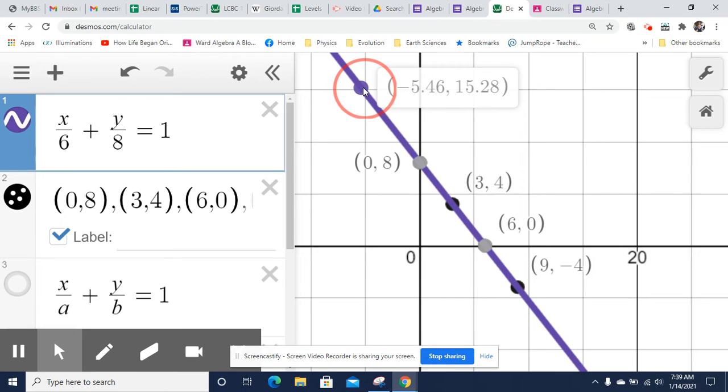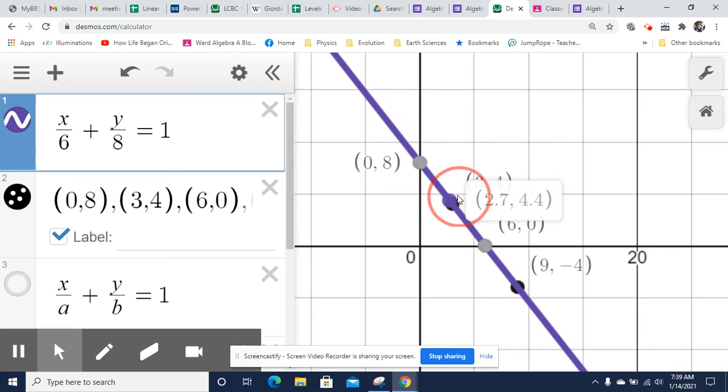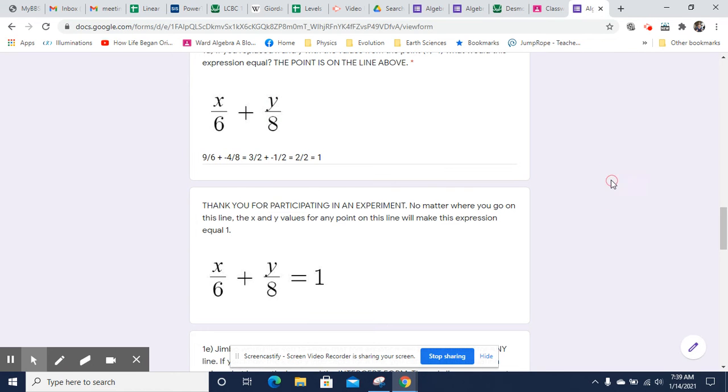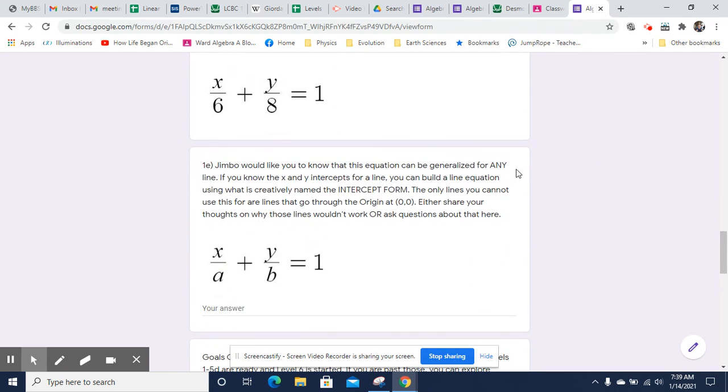Now, it won't quite work if you use rounded values. You'll get a rounding error. But that represents -5.5 and 15 1/3. If you put those into the equation, you would end up with 1. So whatever x and y values are combinations on this line, x over what turns out to be the x-intercept plus y over what turns out to be the y-intercept will add up to 1. And that's a relationship that actually defines what is called the intercept form.